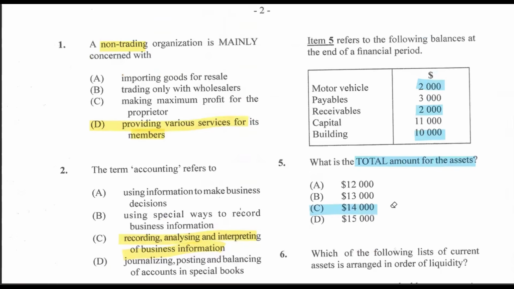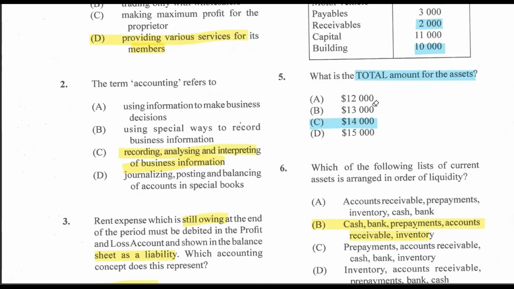Good. Moving on to question 5. What is the total amount for the assets? So now that you read the question, you go back to your data, you look at your assets and see what your answer should be. Well, motor vehicle is an asset, receivable is an asset, together with buildings. Therefore, your total assets should be $14,000. Question 6.